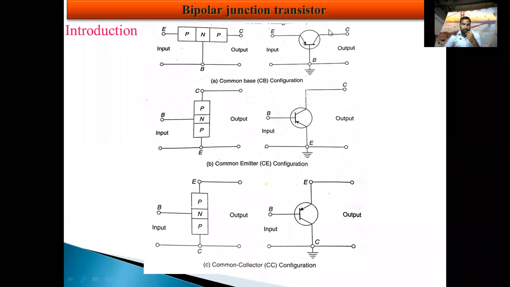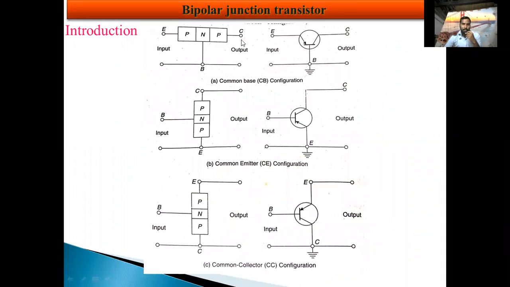Now, we take for example a PNP transistor. In this PNP transistor, E is the emitter, B is the base and C is the collector. B is common for both E and C. This is the input circuit, this is the output circuit. Since the emitter is common for both input and output, this configuration is known as a common emitter configuration.